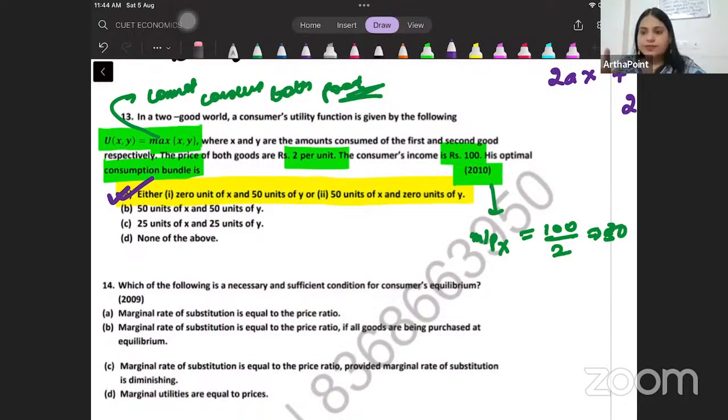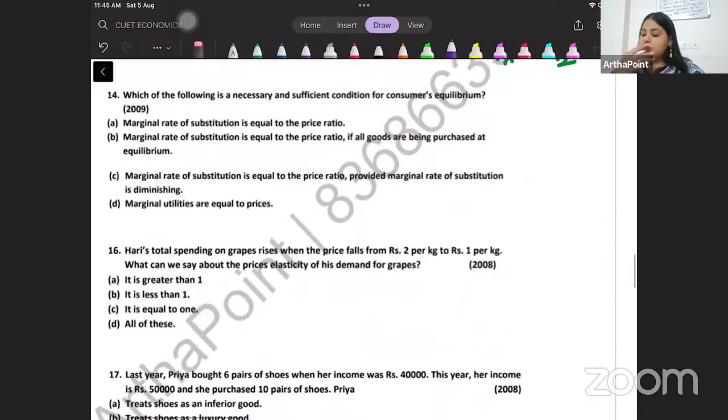You cannot consume both the goods together. So either you will have all of good X or you will have all of good Y. Okay. Come to the next question. Which of the following is a necessary and sufficient condition for consumer equilibrium? Beta, this question came in year 2009. Let us try to read this question. So MRS is equal to the price ratio.